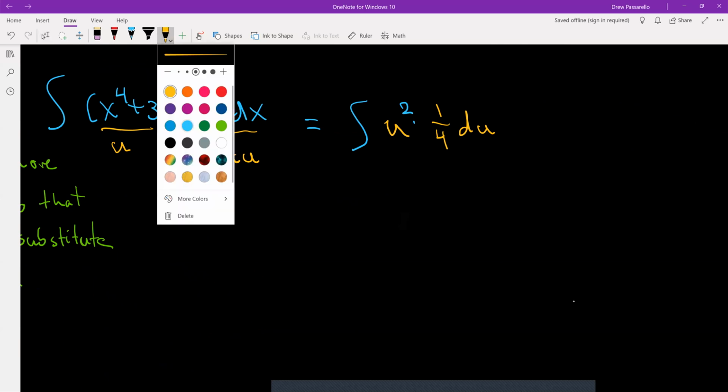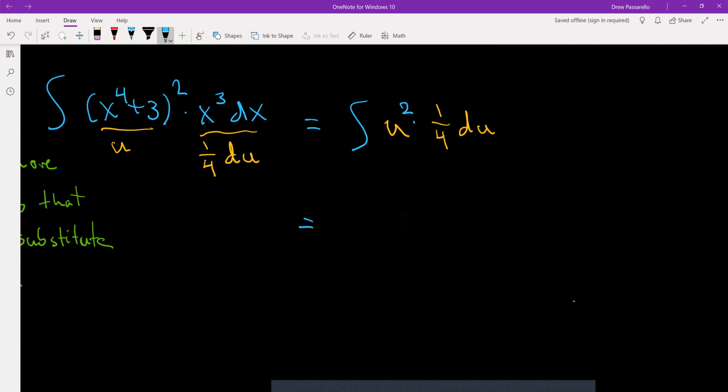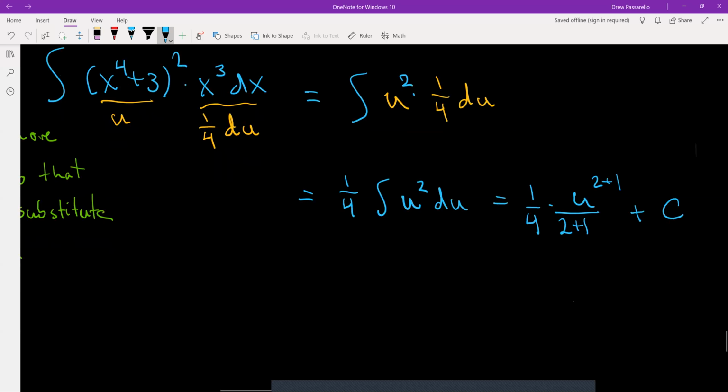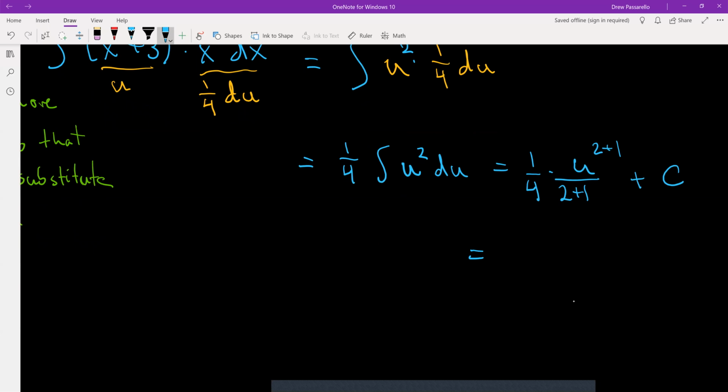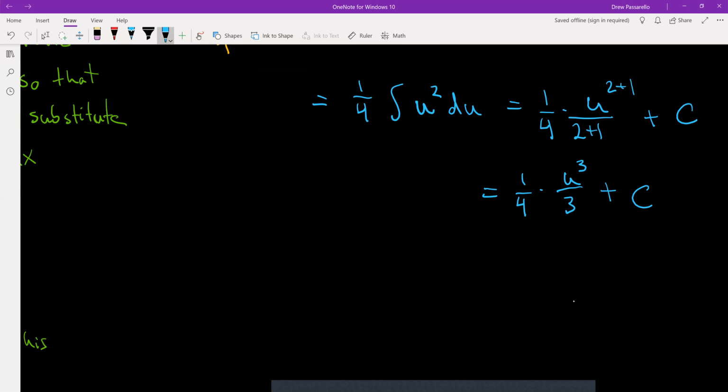All right, so integrating this, I could factor out 1/4 and then focus on integrating u squared. So then that's going to be u to the 2 plus 1, divided by the same thing, 2 plus 1, and then plus c. So we have 1/4 times u cubed divided by 3. Well, that's u cubed over 12.